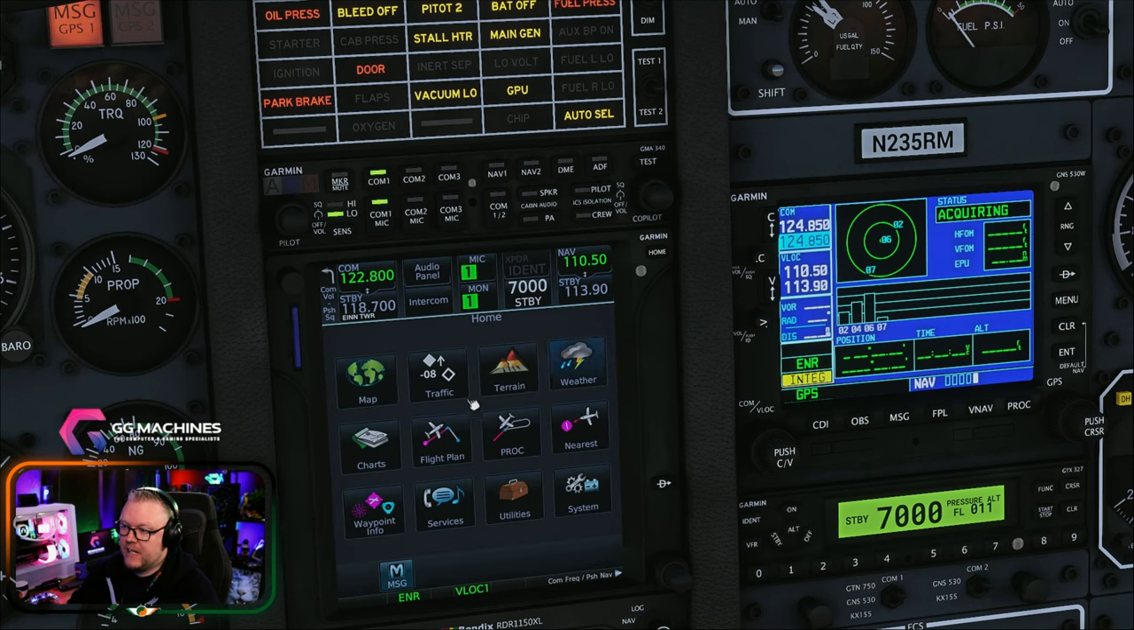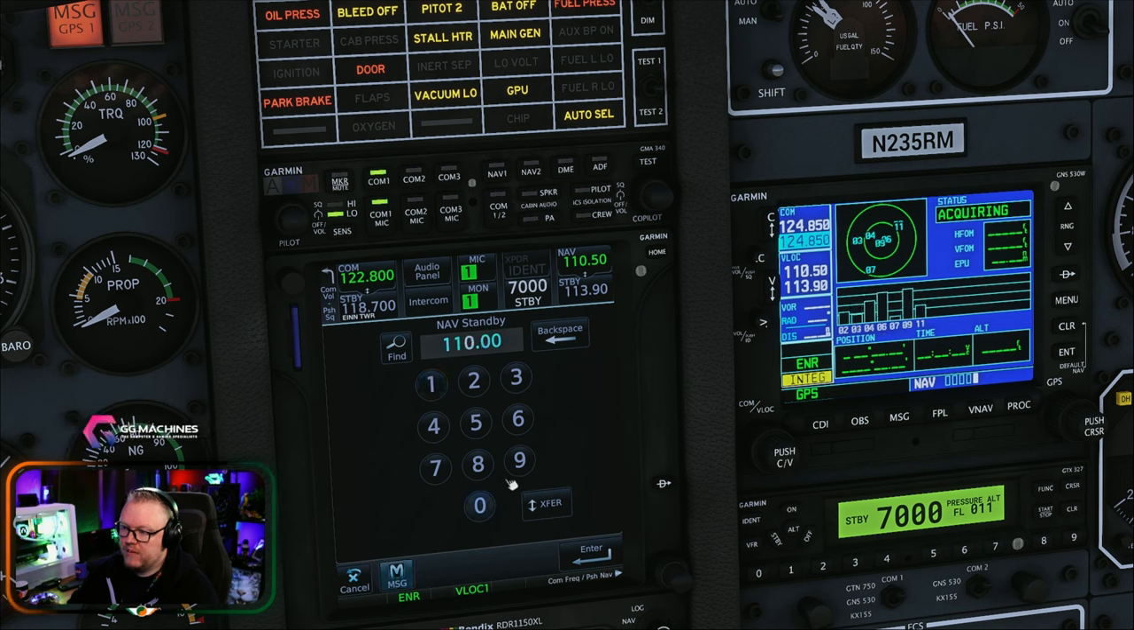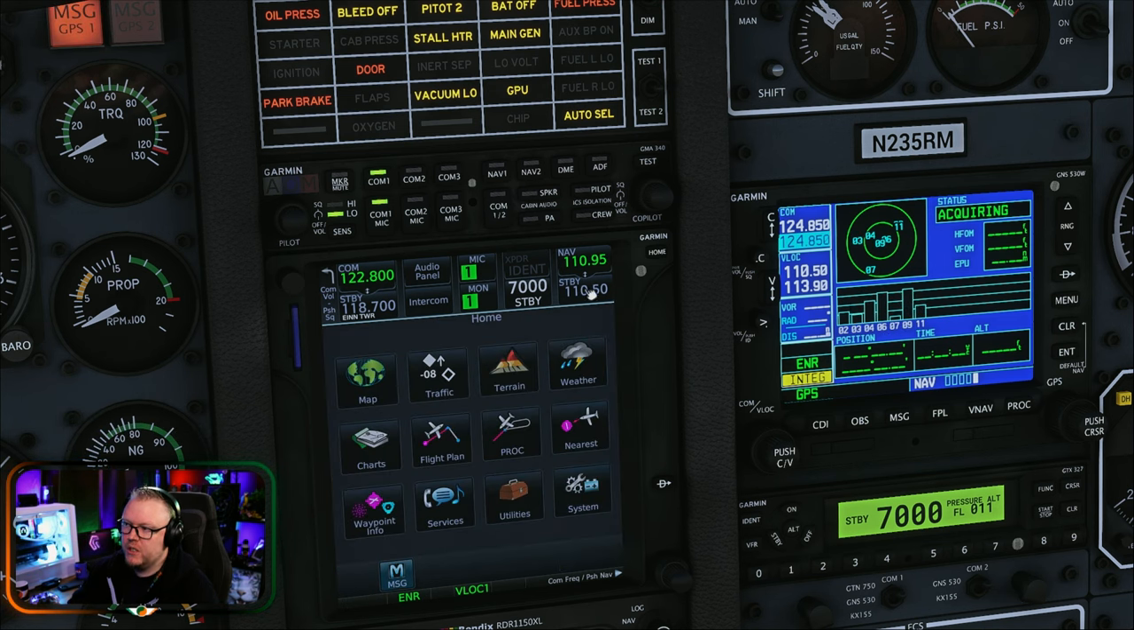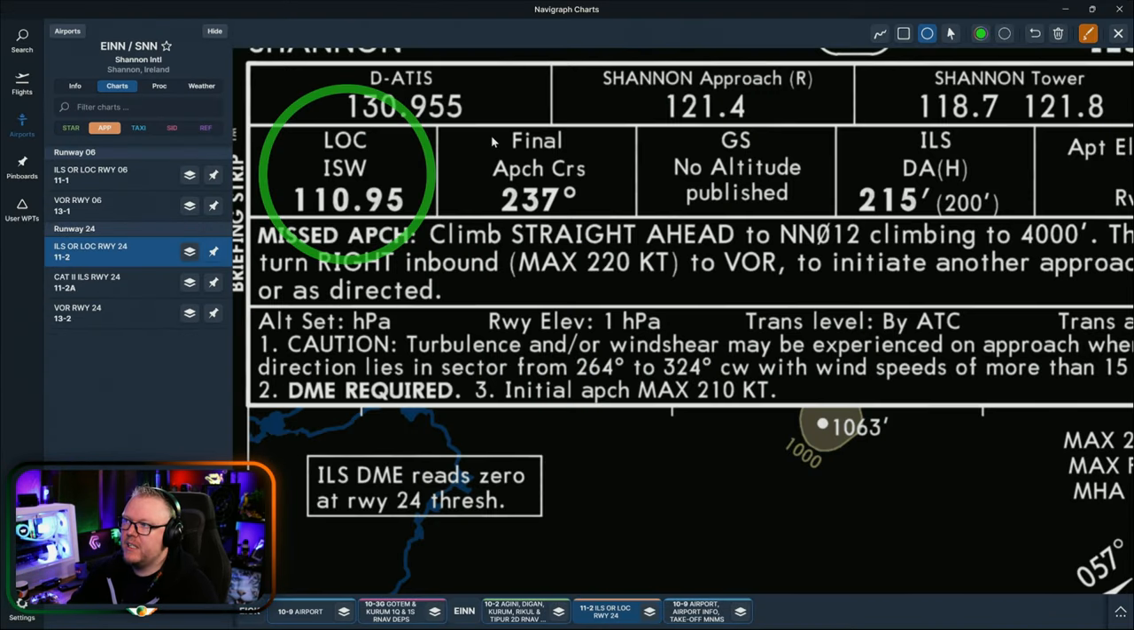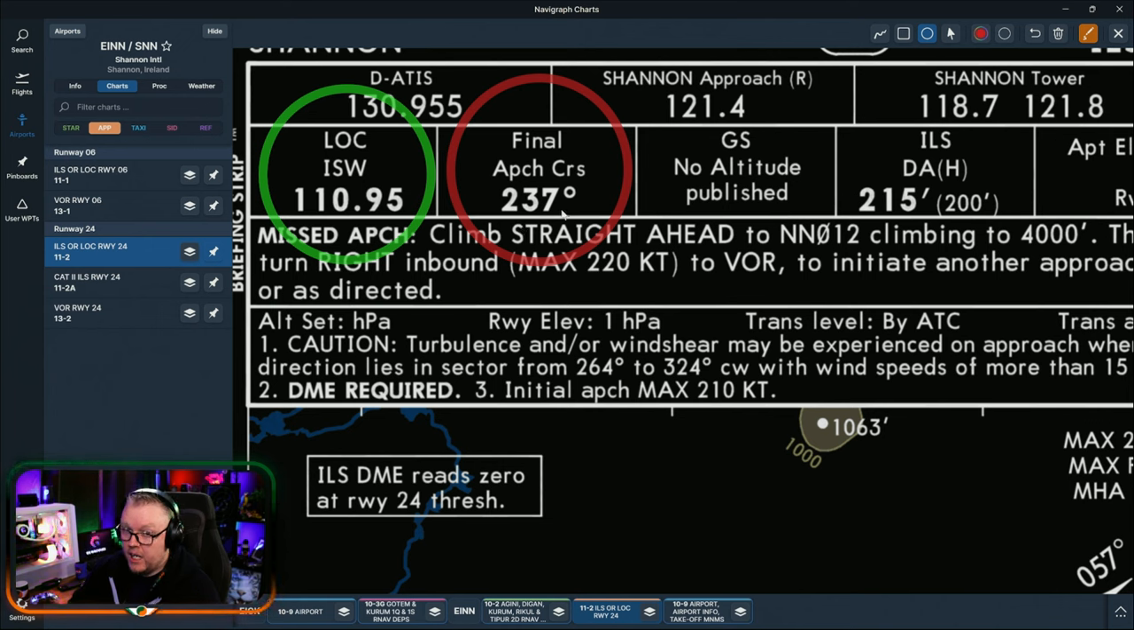So we'd be putting that into the aircraft, 110.95. Remember, nav is tuned in and it's going to be tracking that ILS, the localizer. That's the first little bit of the jigsaw. There are other things in the chart that you want to be aware of, and it depends on your aircraft, but you're going to have your final approach course. You want to make sure that's on your MCP or your GPS unit to say, this is the direction I should be facing when I'm on my final approach.